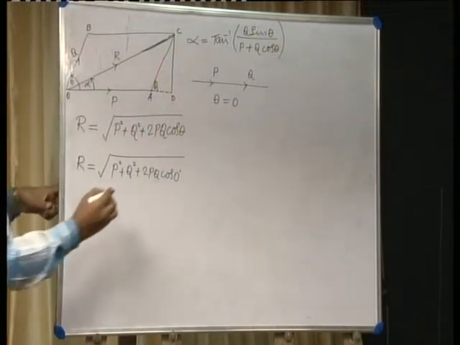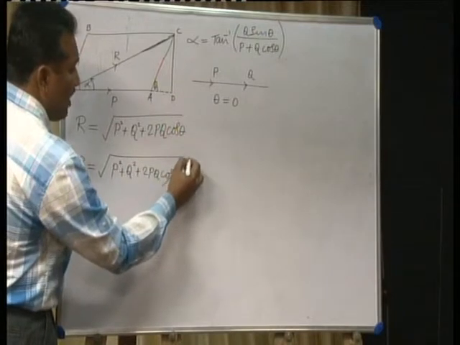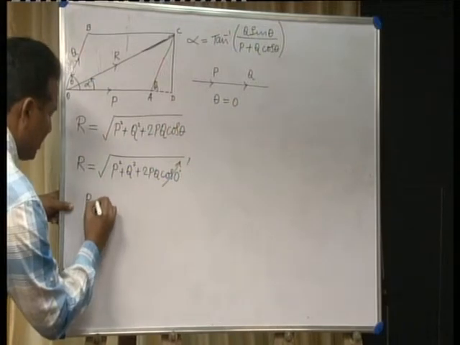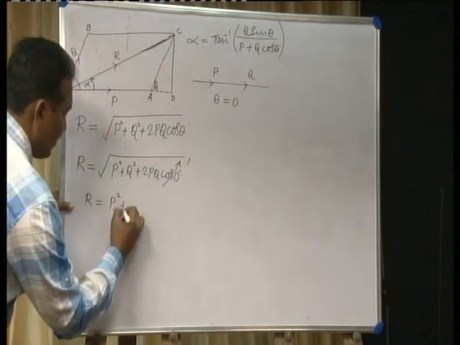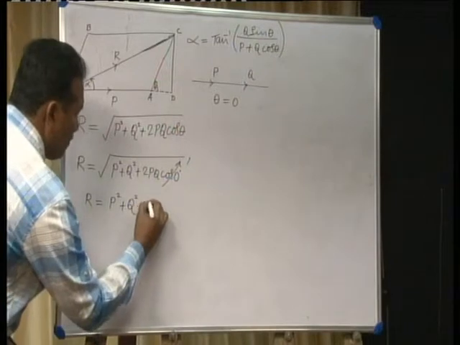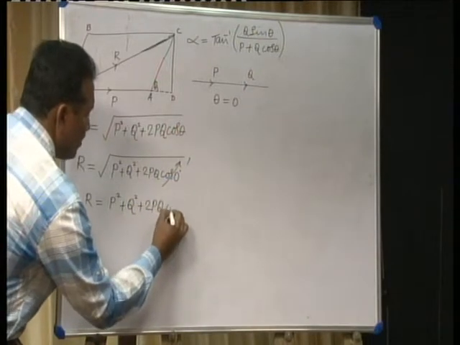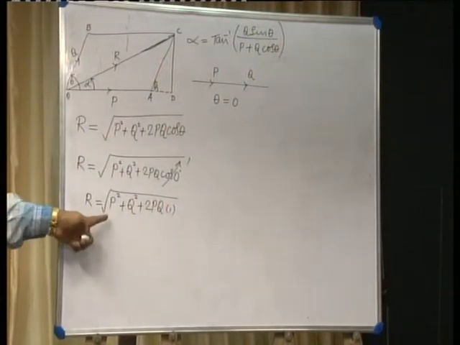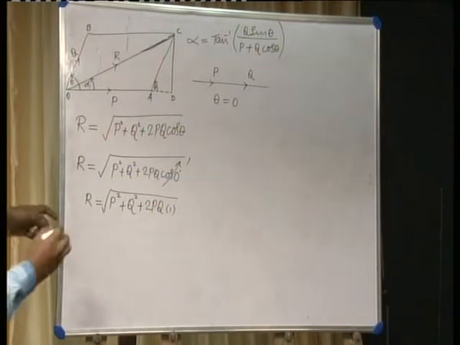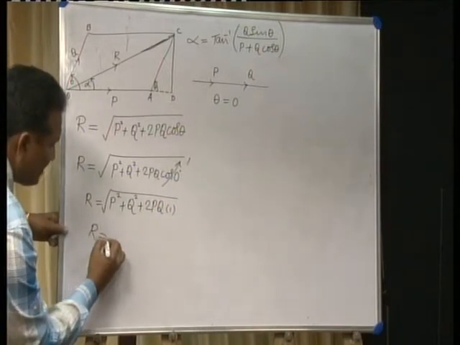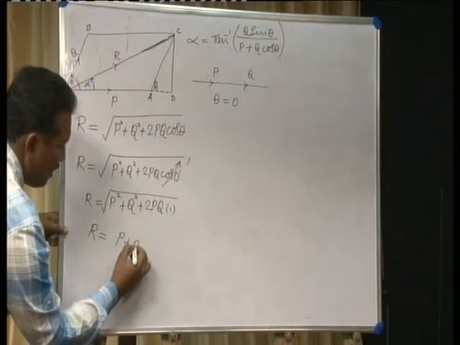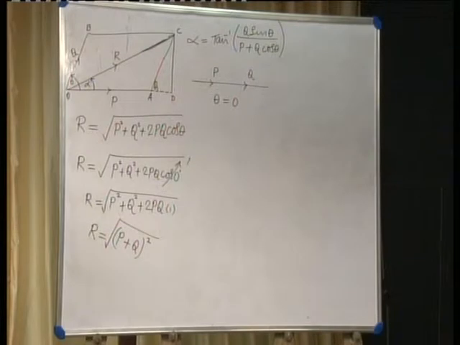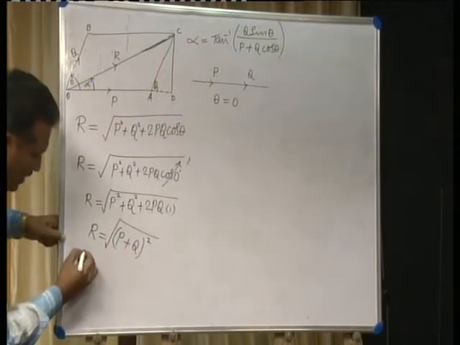But in trigonometry, you came to know the numerical value of cos 0 degree is 1. Therefore, this expression takes the shape R is equal to square root of P square plus Q square plus 2PQ into 1. Now just observe here, this is in the form of A square plus B square plus 2AB. Therefore, you can rewrite this as (A plus B) whole square. In place of A there is P, in place of B there is Q.